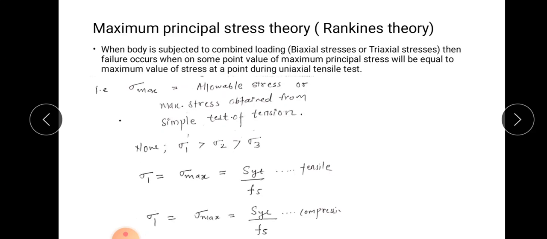That is, the maximum principal stress is equal to the maximum value of stress obtained from the uniaxial tensile state, that is SYT in case of tensile, or SUT in case of a brittle material, or SYC for compressive, or SUC in case of a brittle material. So depending upon whether the material is ductile or brittle, you can take sigma 1 equal to SYT or sigma 1 equal to SUT. So basically sigma x is nothing but the allowable stress which is equal to sigma max, and normally we consider the factor of safety. So I have written here sigma 1 is nothing but SYT upon f of s for tensile, and sigma 1 is equal to SYC upon f of s for compressive. So I hope you have understood the statement and what this theory has to say.